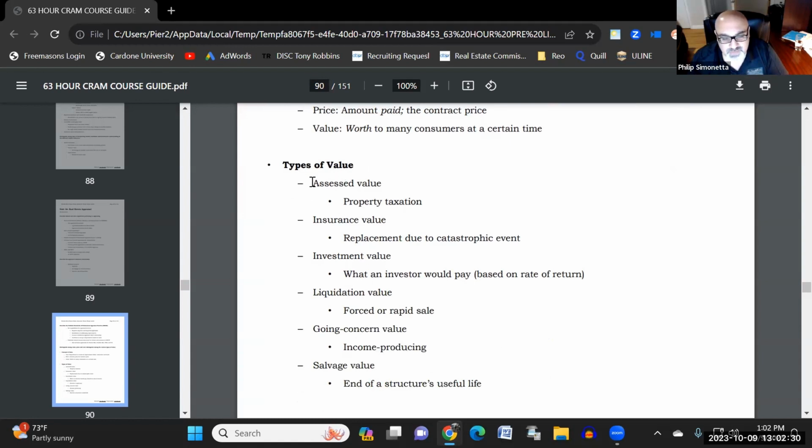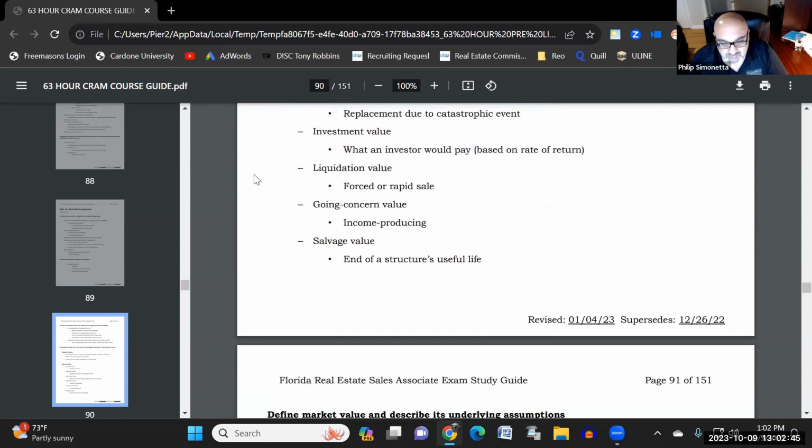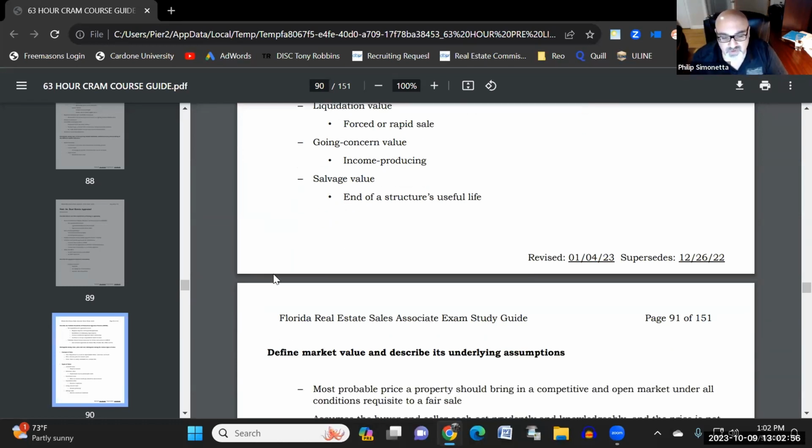Types of value. You have your assessed value. That's for property taxation. You have your insurance value. That's for replacement costs due to catastrophic events. Investment value is what an investor would pay based on a rate of return. Liquidation value is forced or rapid sale. Going concern value would be on income producing properties. Like what's it going to do going forward? And salvage value is at the end of the structure's useful life, when it's going to be torn down.